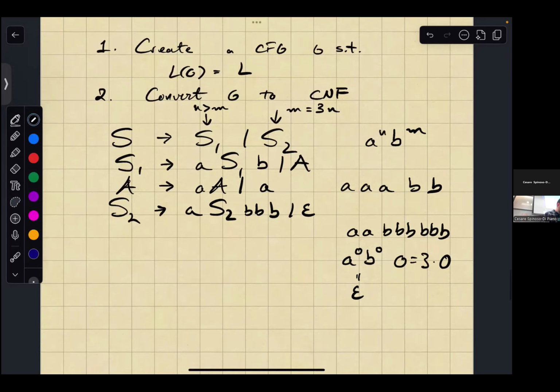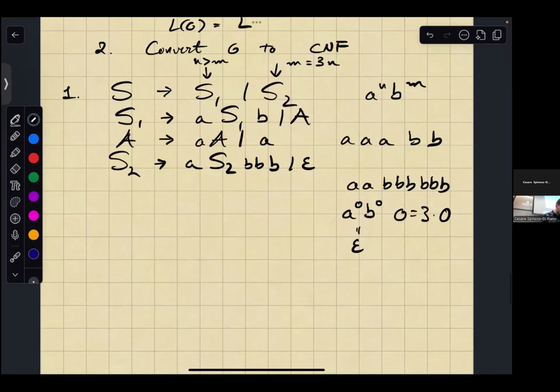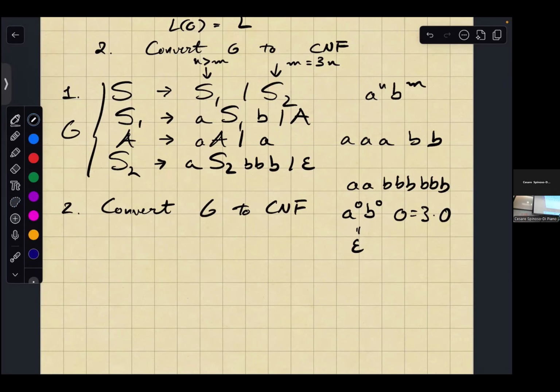So now let's convert this to CNF. Let's call this G to CNF, right? And as a reminder, how do I convert things to CNF? The order is very important. I'm not just telling you this sequence in an arbitrary fashion. This order is very important.